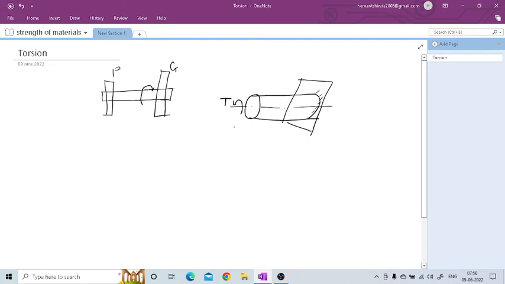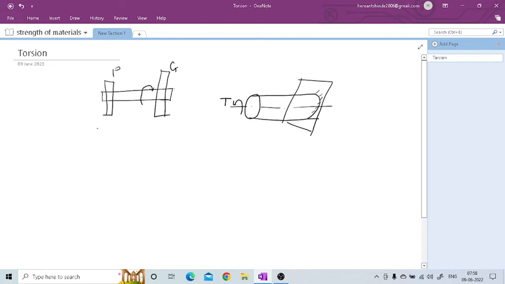Now for this particular case, to generate the formula, the stress generated in this shaft is the shear stress. To calculate this shear stress, there are some assumptions that we are going to use in this torsional theory. We will see these assumptions after completion of the derivation. So I am going to start with the derivation.